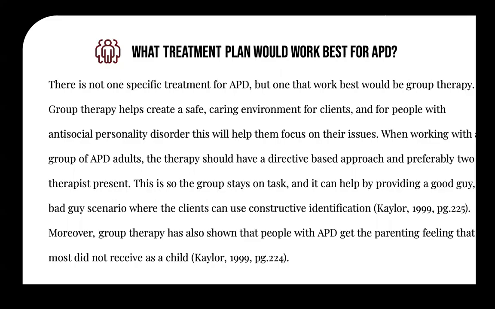So what are his treatment options? There's not a specific treatment for APD, but group therapy is assumed to work best. It creates a safe environment for people with APD. This helps them focus on their issues. When working with a group of adults with APD, the therapy should be directive and there should at least be two therapists present. It can also help by providing a good guy, bad guy scenario where the clients can use constructive identification. A lot of the time, group therapy has shown to help people with APD get the parenting feeling that they didn't receive as a child.